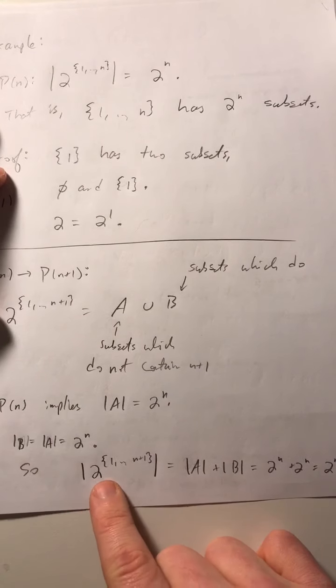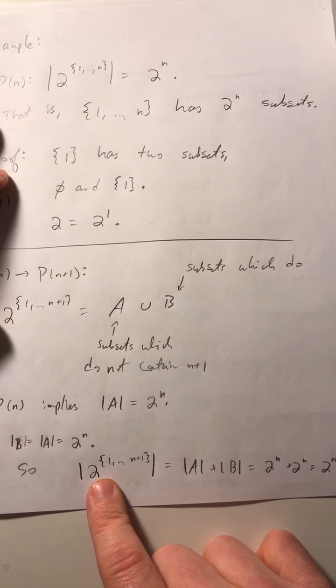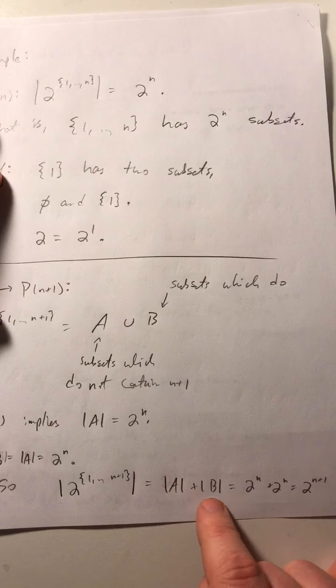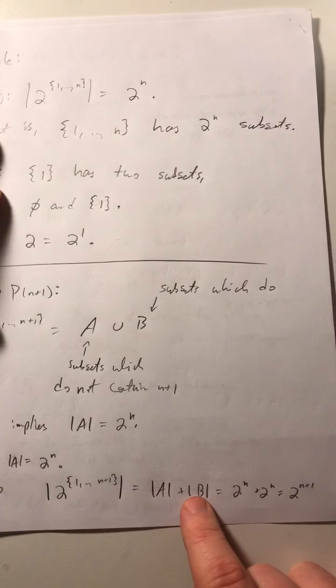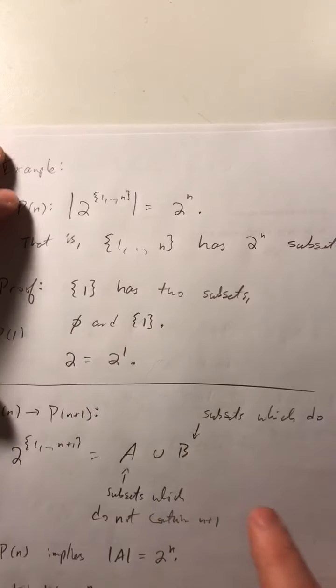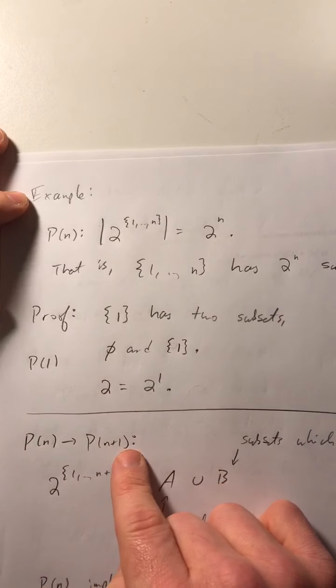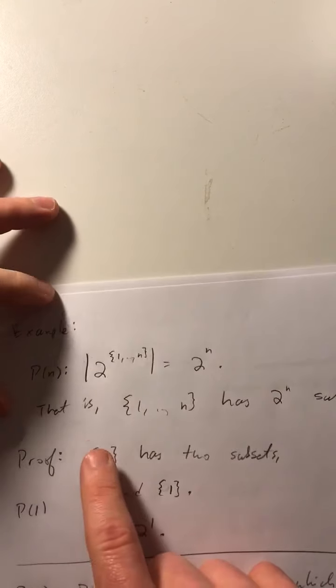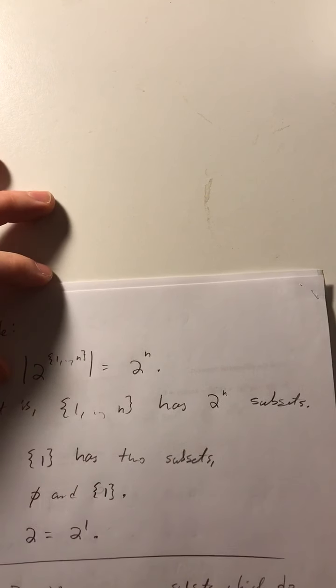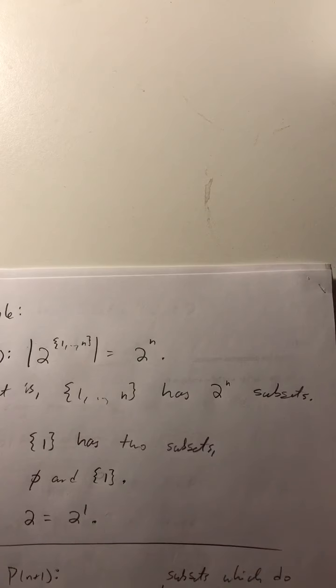So, the power set here, I split it up into these two sets, count the number of things in each, and add those together. There are 2 to the n things here, 2 to the n things here, and 2 to the n plus 2 to the n is 2 to the n plus 1. So we proved that if P of n holds, then P of n plus 1 holds, because I showed that the set 1 up to n plus 1 has 2 to the n plus 1 subsets. Okay?